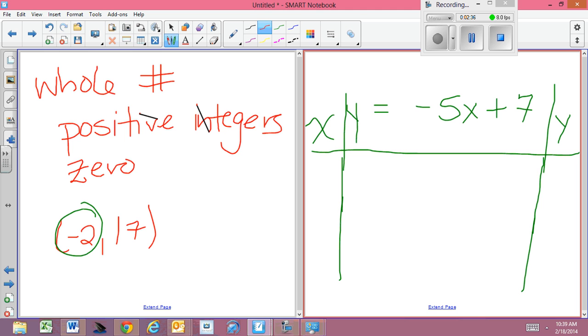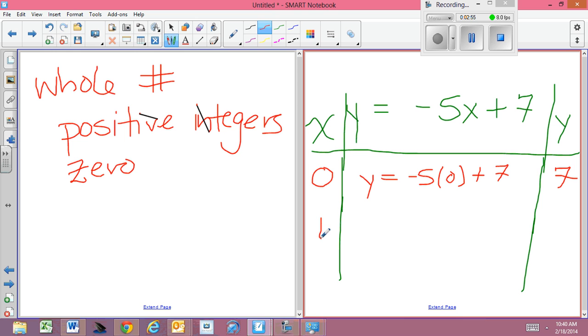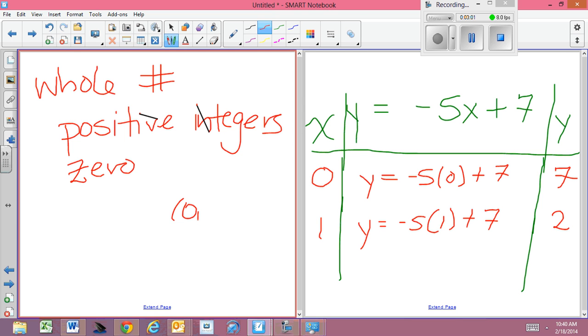And then you want to start plugging in the smallest whole numbers and go in order. So 0 is the smallest whole number x could be. So if x was 0, that would mean y was 7. So that's one whole number solution, 0, 7. Then you want to plug in the next whole number, 1. What happens if x is 1? If x is 1, y is 2. So I have 0, 7, and I have 1, 2 as two whole number solutions.